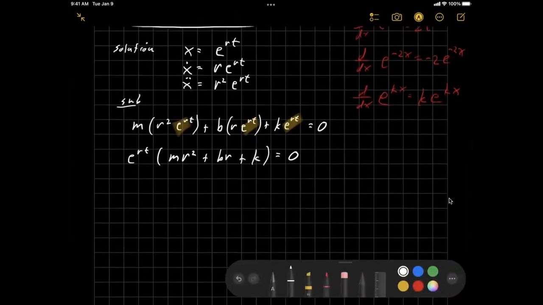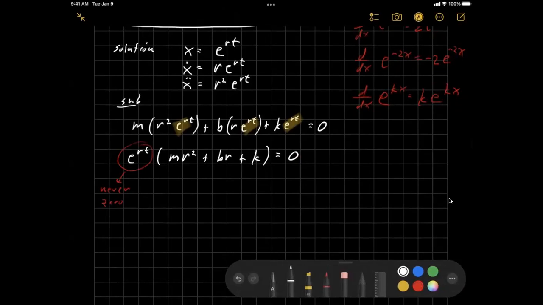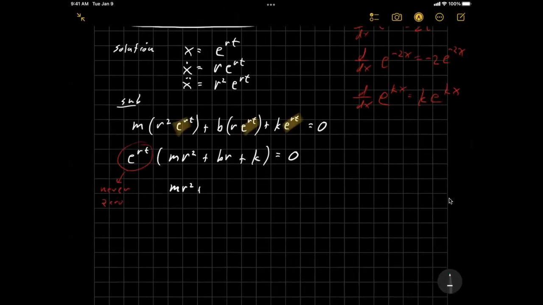Now, you should know the zero product rule. When we have two factors set equal to 0, one of them must be 0 or both. But e to the rt is never 0. Okay, so the solution is that mr squared plus br plus k must be 0. That must be true in order to make the differential equation work. Okay, so this will give us a value for r that will make this whole thing work.